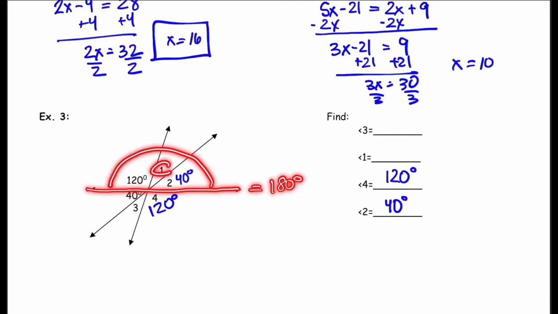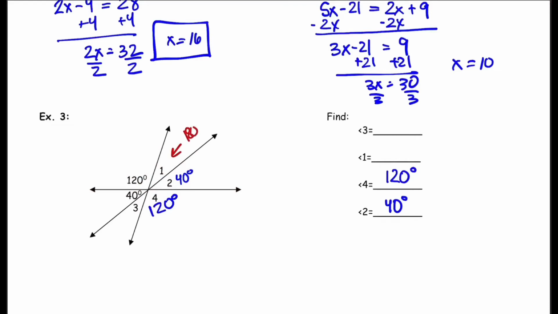So if I want to find angle 1, I just need to subtract 120 and 40 from 180. So this angle right here, I'm going to find by taking 180 minus 120 minus 40. Now you could also add 120 and 40 and then subtract that in one shot. I'm just going to do this, and that gives me 20 degrees. So I know this angle right here is going to be 20, and its vertical angle is going to be 20. That means these are both 20. So kind of a neat problem, sort of like a puzzle, but not too bad.